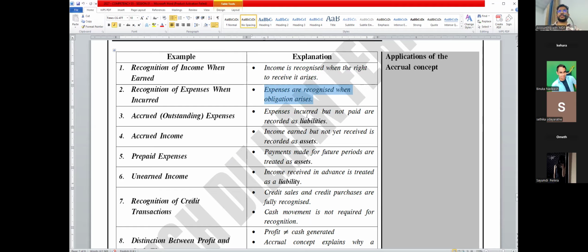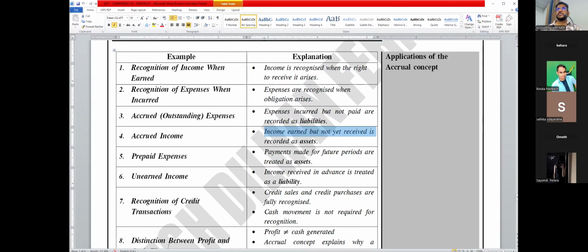Accrual concept. Accrued incomes. Income earned but not received. Let's say the relevant sales commission of the period is 100,000, but it is not received. Then how do you record it? First, recognize that 100,000 as an income and also as an asset. Why? You have not received it. You have received the right to receive it. Understood?